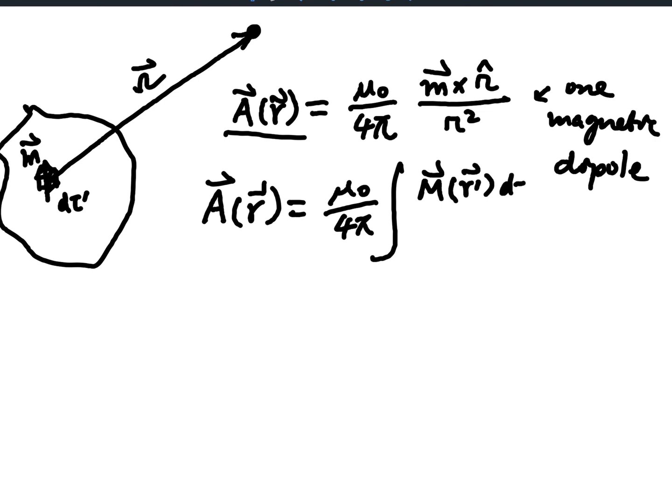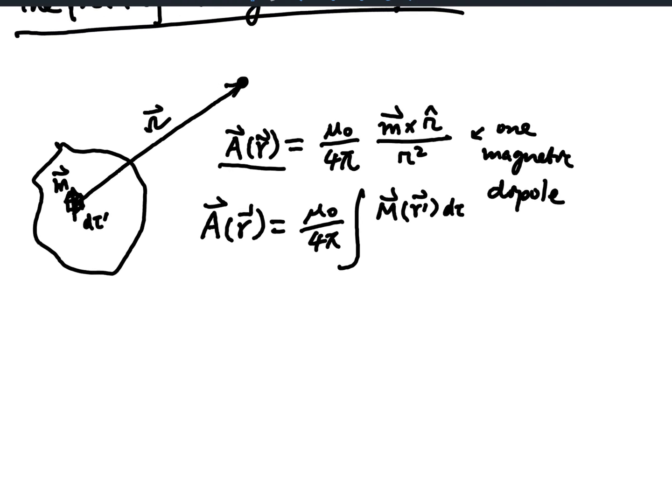Okay, and we need to times the d tau, because that tells us what is the magnetic dipole for that small volume, when times the unit vector cursive r hat divided by cursive r square. Okay, so this is what we have.